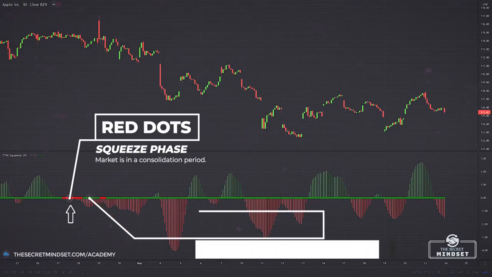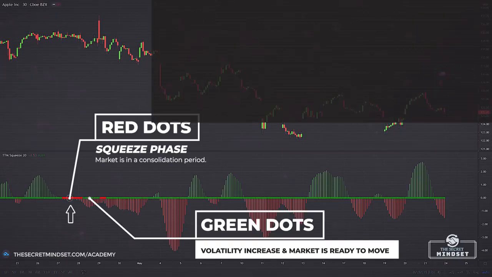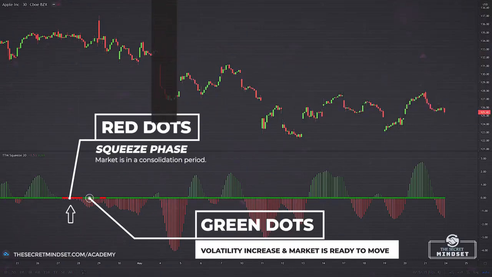However, if we finally spot a green dot after a series of red dots in the middle line, this means that the market is finally ready to move, and it will most likely do it in a somewhat aggressive way because volatility increases and the Bollinger Bands expand until they are outside of the Keltner channel. The author of the indicator recommends taking a trade on the first green dot after one or more red dots. But the question that remains is, in which direction will the market move?